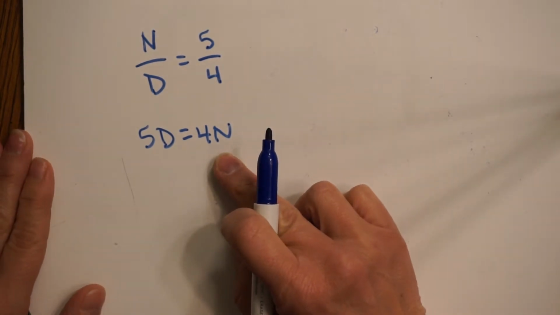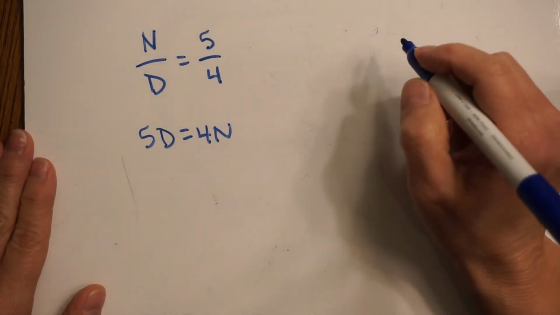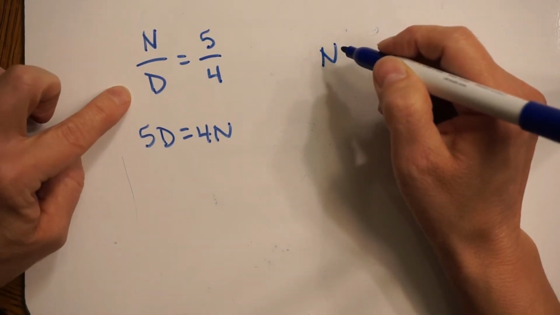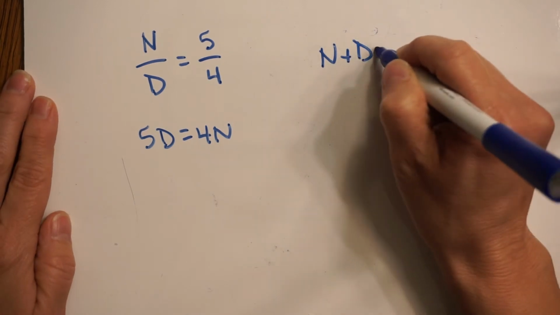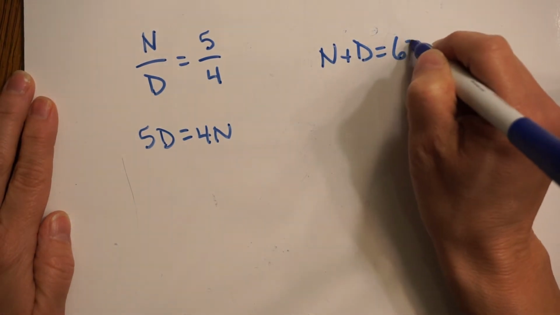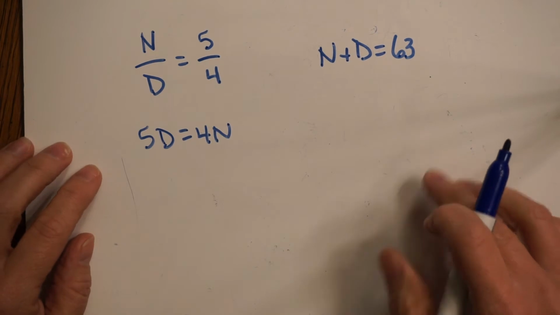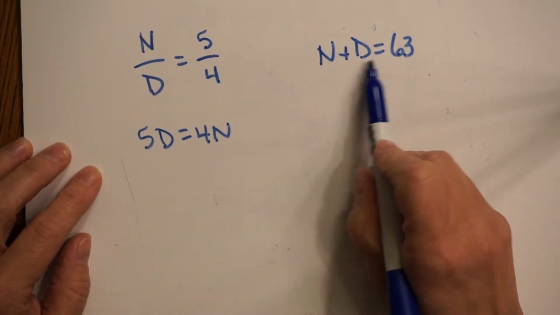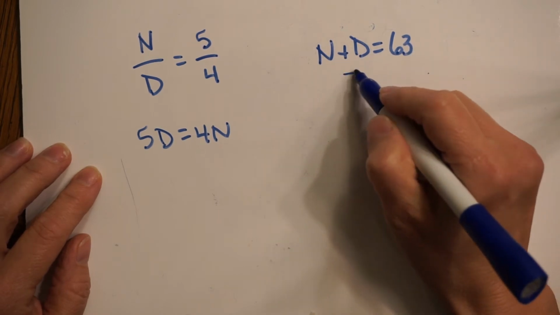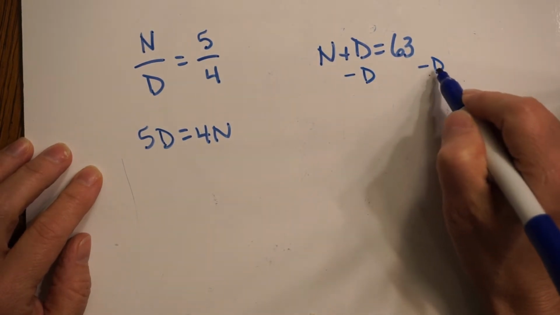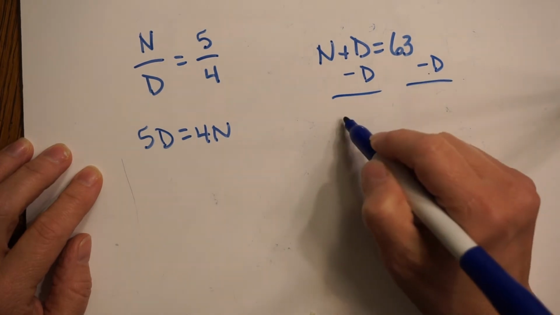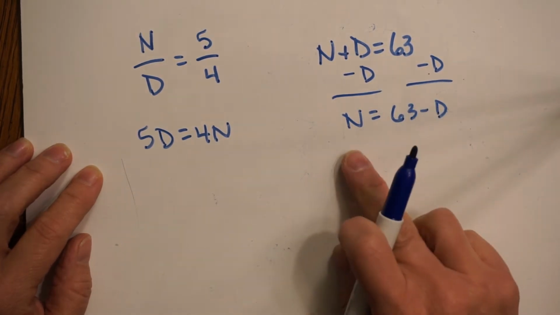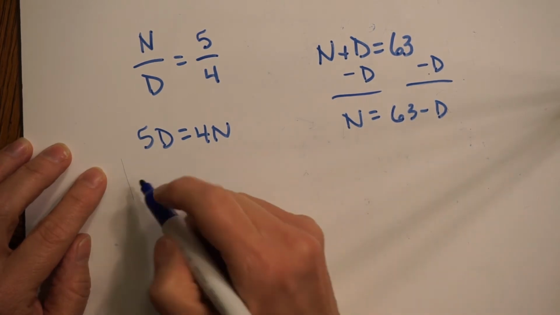So that's one of my equations. And then we're going to read the rest of the problem. It says the sum of the numbers is 63. Well, the sum of these two numbers, this one plus this one, is equal to 63. Again, I probably would use substitution, but we have to solve this equation for one of the variables. I'm going to solve for n. So I get n is equal to 63 minus d. So wherever I have an n, I'm going to put this in.